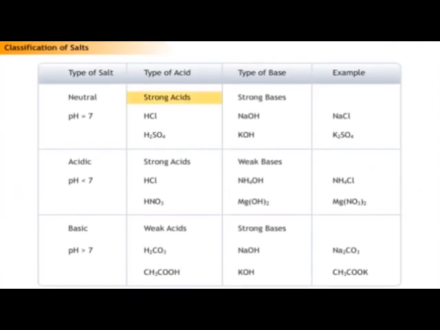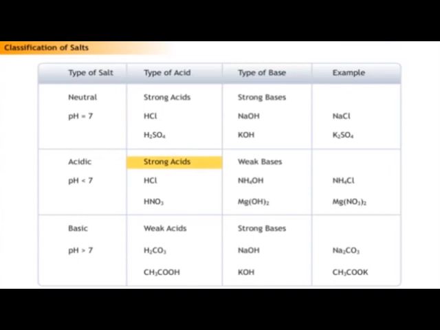Salts formed from strong acids and strong bases are called neutral salts. They have a pH value of 7. Consider salts such as sodium chloride and potassium sulfate, formed from strong acids like hydrochloric acid and sulfuric acid with strong bases like sodium hydroxide and potassium hydroxide.